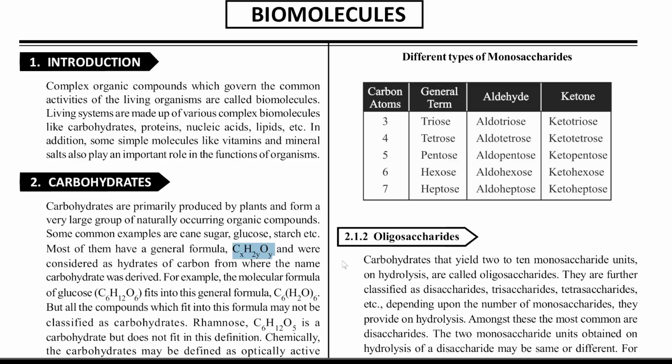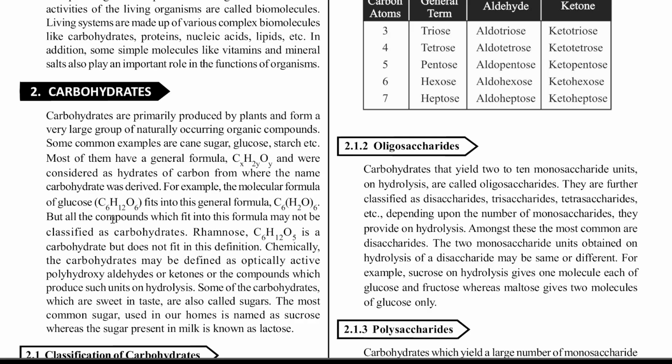CxH2yOy. For example, C6H12O6, and they are considered as hydrates of carbon, which is where the name carbohydrate was derived from. For example, the molecular formula of glucose, C6H12O6, fits into this general formula, C6(H2O)6. But all the compounds which fit into this formula may not be classified as carbohydrates. For example, rhamnose, C6H12O5, is a carbohydrate but does not fit in this definition.